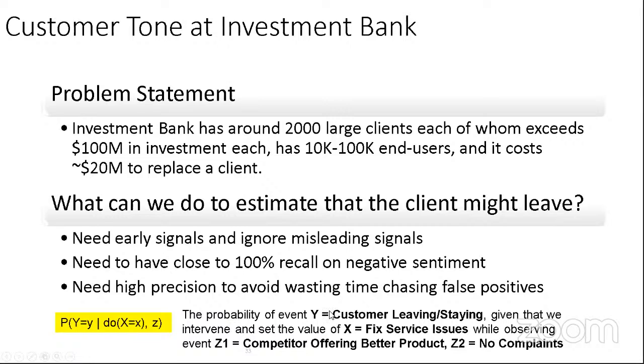So the problem statement here, based on the previous run, is the probability of event Y, which is customer leaving or staying, given that we intervene and set the value of X as fixed service issues, while observing competitors offering better products and no complaints at competitors. So we created this problem statement. This was not given to us by the customer. What was given to us by the customer is: what can we do to estimate that the client might leave? That's it.